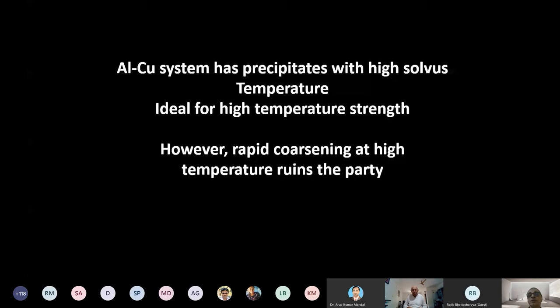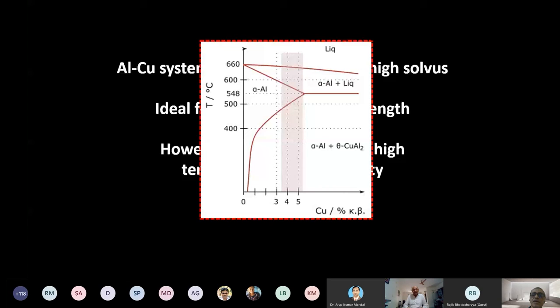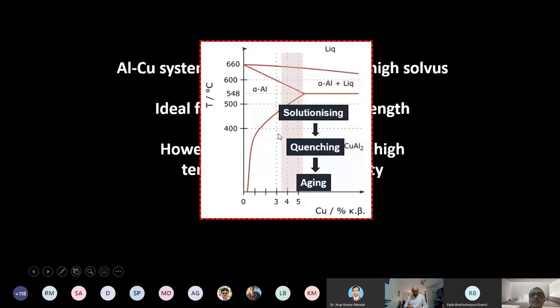So let me talk about that. We know that the aluminum copper system has precipitates and it has a very high solvus temperature. Is it ideal for high temperature strength? However, rapid coarsening occurs at high temperature and it ruins the body. If you look at the phase diagram, the solvus temperature at 4% copper is almost 500 degrees. So classically, we strengthen it by solutionizing in the alpha aluminum solution regime, then quench it, and then we age it at any of these temperatures, and we form a precipitate.